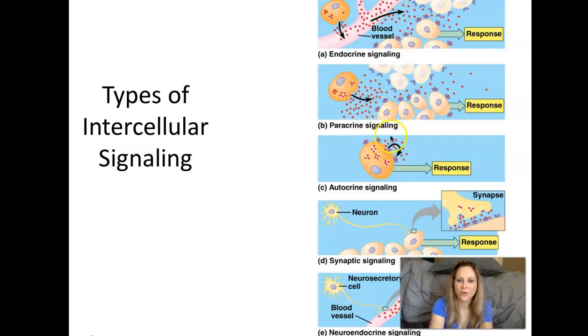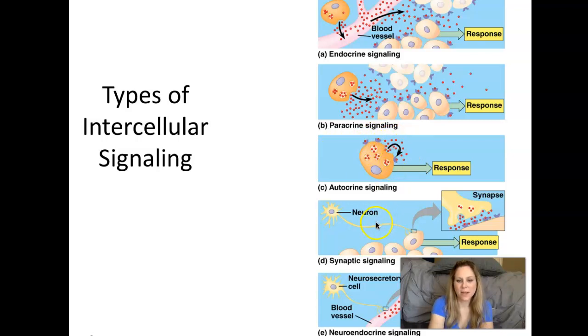The chemical is going to go to other cells, but then it's also going to loop back around and signal itself. This is just going to amplify that response. An example of this would be growth hormone. When a cell is signaling other cells around it to grow and divide, it's going to amplify its own growth and cell division by having its signal loop back around.